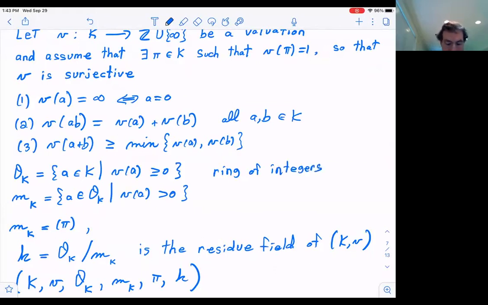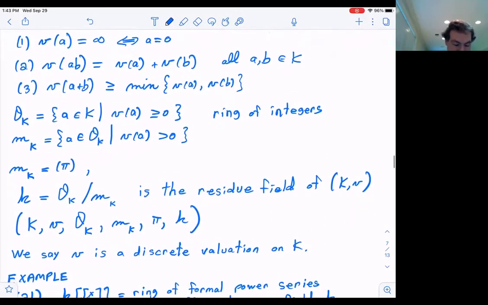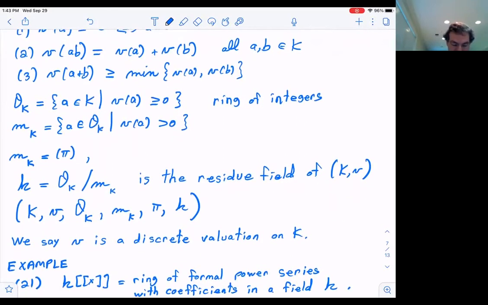M sub k is the unique maximal ideal inside the ring of integers. It's those elements whose valuation is greater than 0. And I didn't write this here, but those with valuation 0 in the ring of integers O sub k are the units. So M sub k is a maximal ideal and it's a principal ideal generated by pi, and lowercase k, or little k, is defined to be O sub k mod M sub k, and that's the residue field of this valued field. So these are the 6 pieces of information associated with a so-called discrete valuation on k.